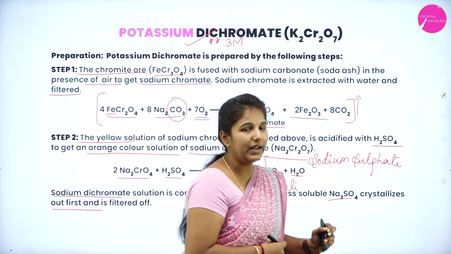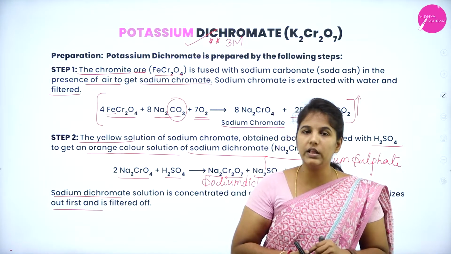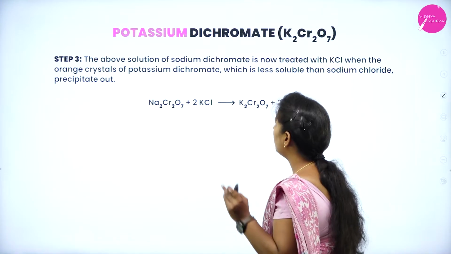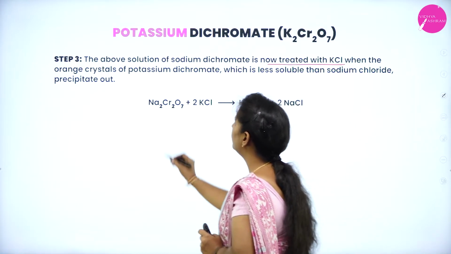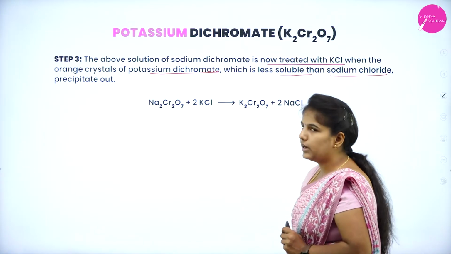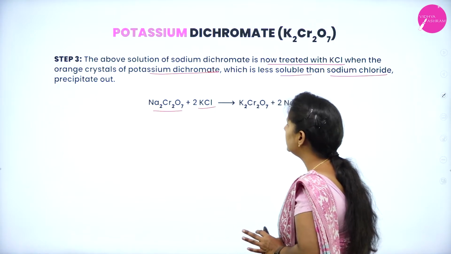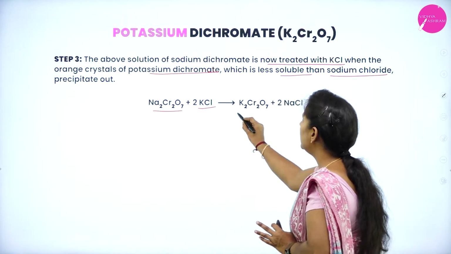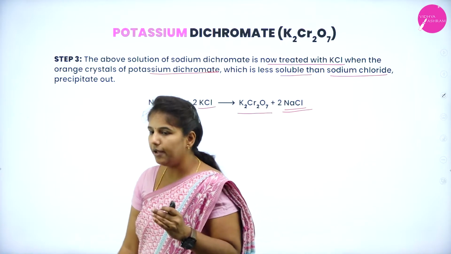This is how, in the second step, sodium chromate is converted into sodium dichromate by reacting with H2SO4. We'll see it in the last reaction. The sodium dichromate solution is now treated with KCl, that is, potassium chloride, to form orange crystals of potassium dichromate, which is less soluble than sodium chloride and so precipitates out. K replaces the sodium and forms potassium dichromate with the formation of sodium chloride. This is how you have to write each step.